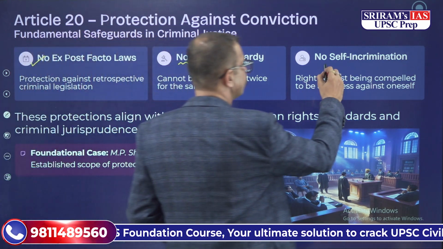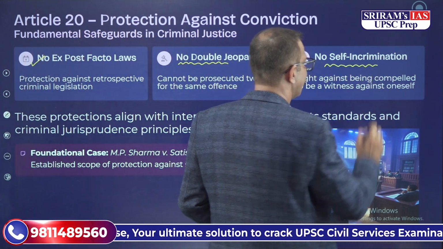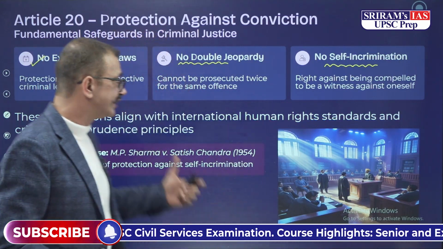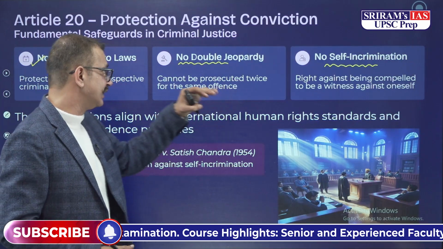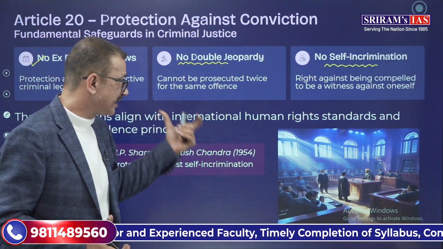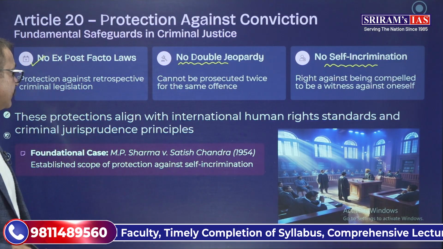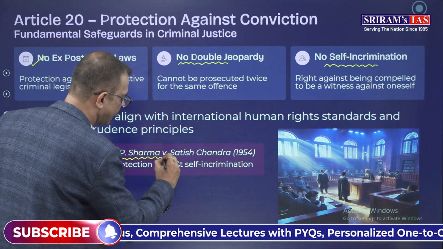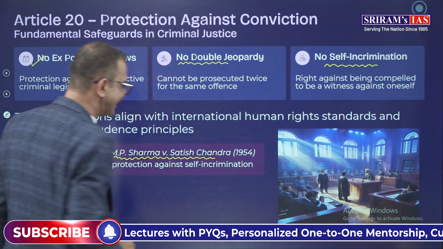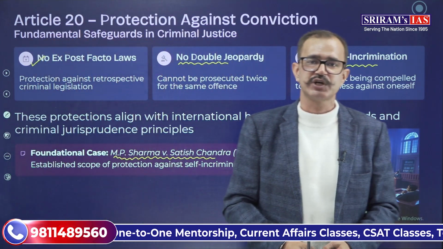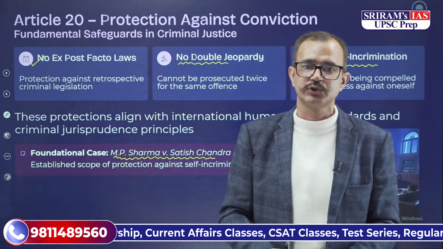And then also there would be no self-incrimination, where a person will not be compelled to be a witness against himself. So these three rights are basically given, and these protections align with international human rights standards as well as criminal jurisprudence principles. And there was a foundational case, MP Sharma versus Satish Chandra in 1954, where the scope of protection against self-incrimination was established by the Supreme Court.